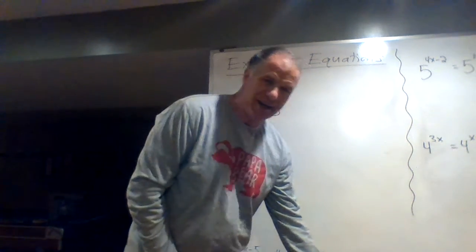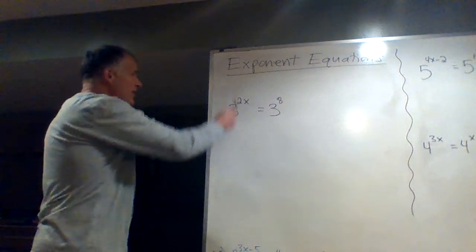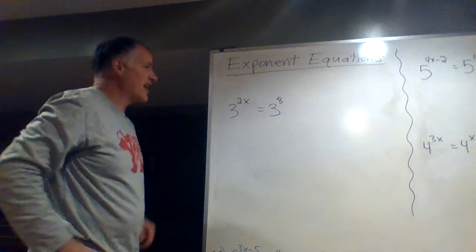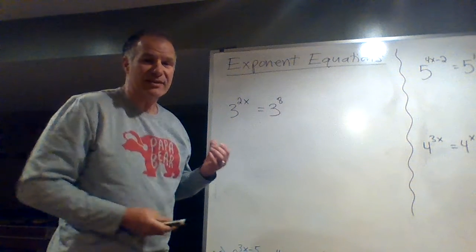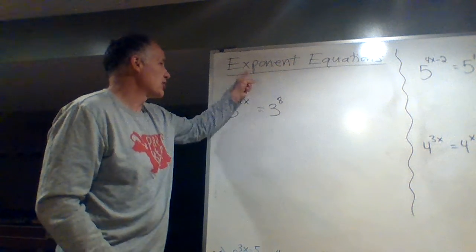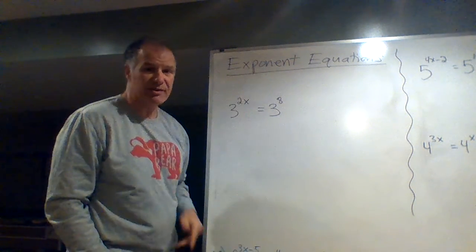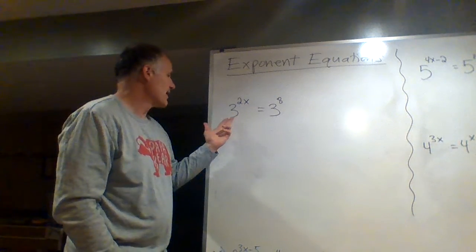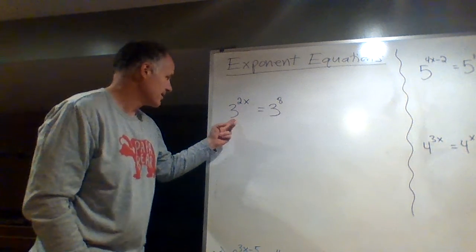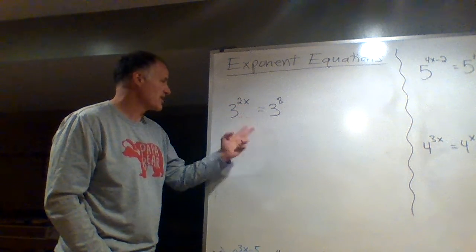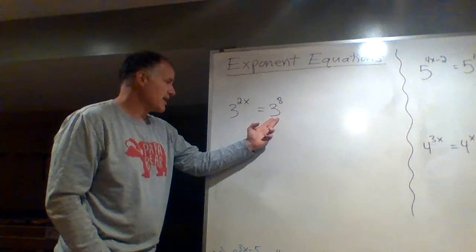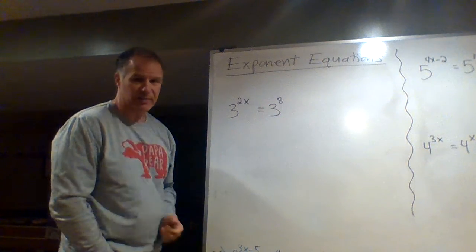So we're moving on. Now, we are learning something called exponent equations. Now, it kind of sounds obvious. It's equations that are created by the exponents of numbers. Now, we know 3 is the base and 2x is the exponent. So again, 3 is the base, 2x is the exponent, equals 3 is the base, 8 is the exponent.